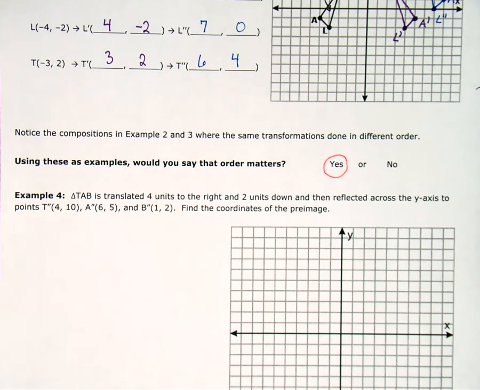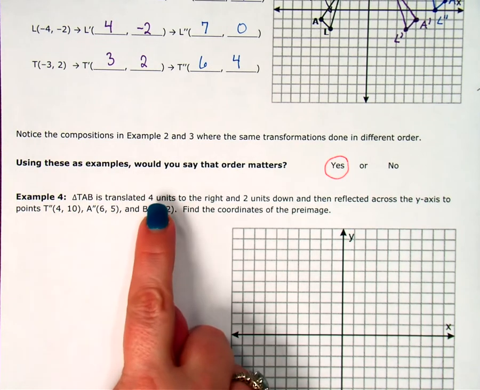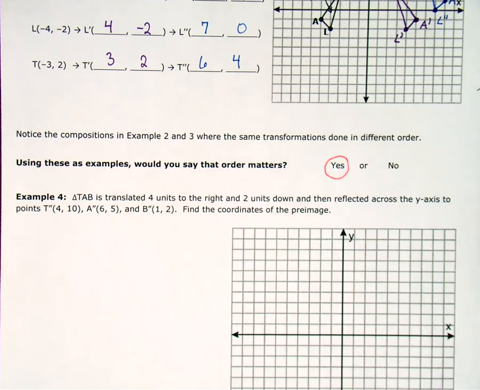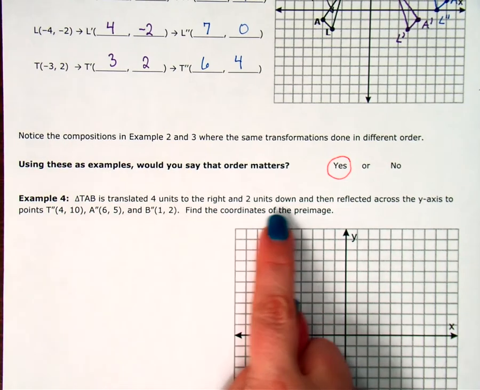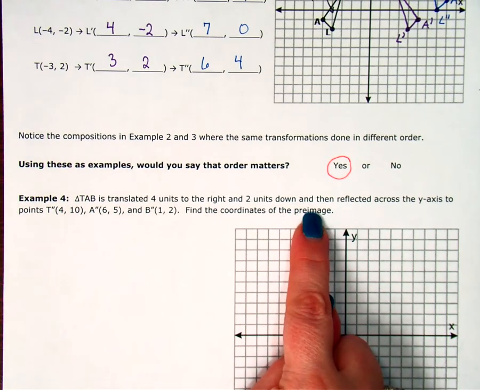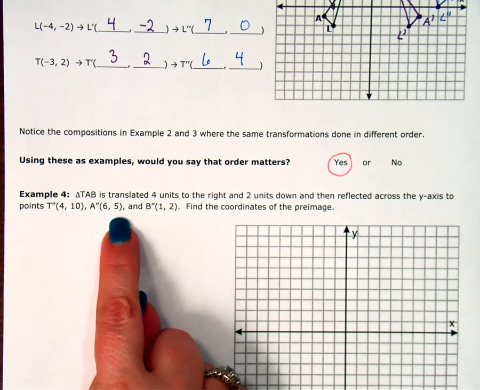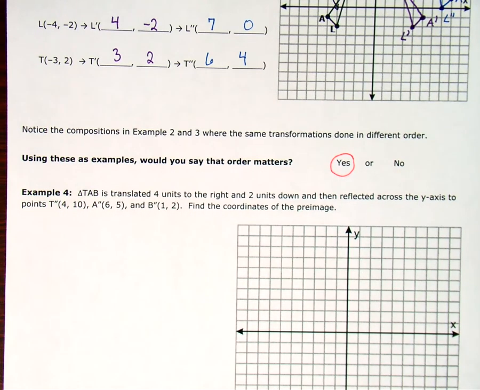Okay? In my last video today, come on back, we're going to be translating triangle TAB 4 units to the right and 2 units down, and then we're going to reflect it across the y-axis to these points, and we're going to find the coordinates of the pre-image. So unlike what we just did, we're going to be working backwards. They've given us the final pit stop, the final stop on our journey. We're going to have to go backwards and find our pre-image. So we're going to have to go back to the pit stop and then back to the pre-image. All right, so come on back to see how to work all the way backwards for that.